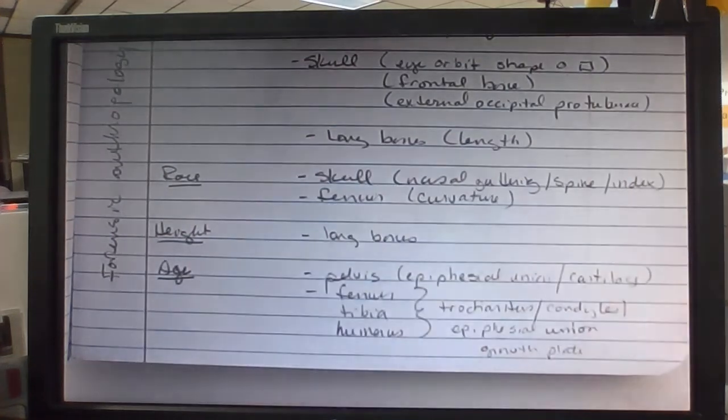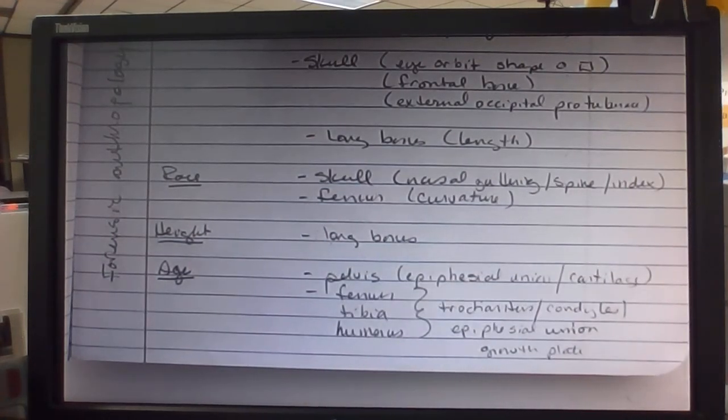Then finally, the last piece of information we can get from skeletal remains is age. The pelvis or the long bones can help us with age. So for the pelvis, the epiphyseal union and that cartilage, we look to see if that's fused or not. For the femur, tibia, humerus, for those long bones, we look at the trochanters, the condyles, the epiphyseal union, the growth plate. And like I said, these things are going to make a lot more sense when we actually do 1, 2, 3.